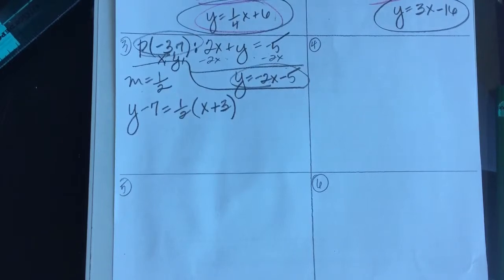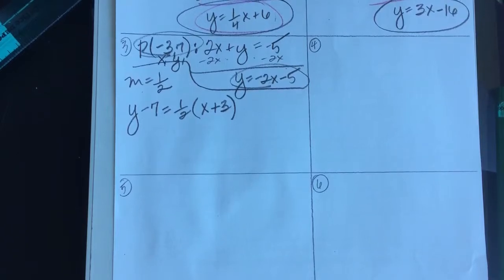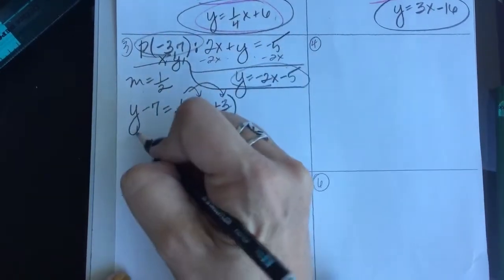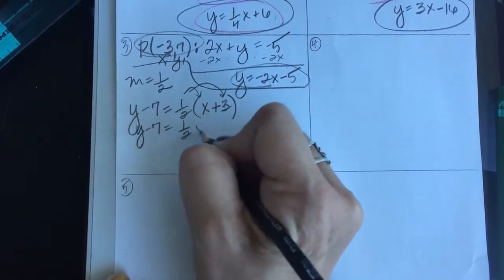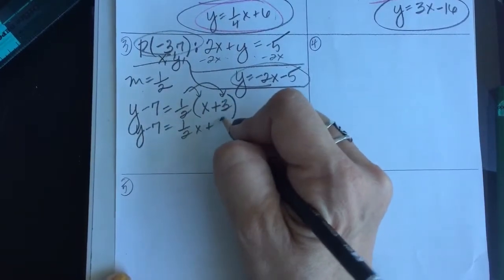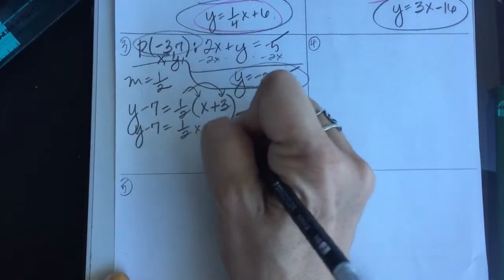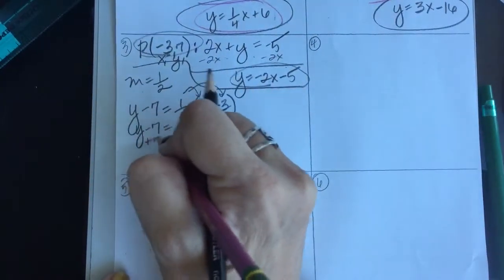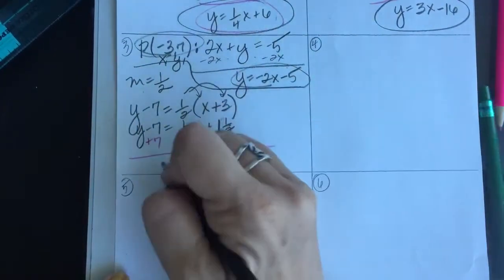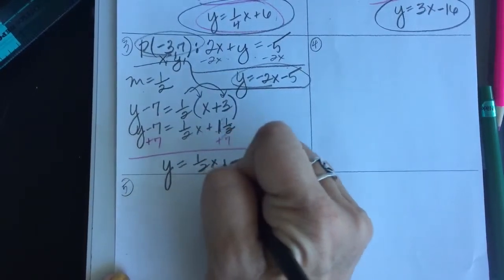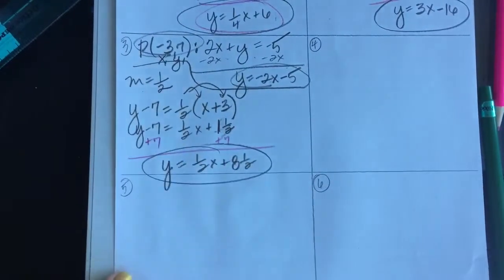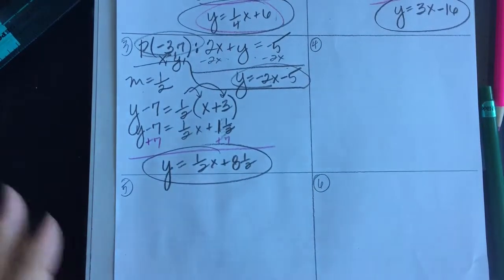Distribute your half through on the right-hand side. And then we will undo the minus 7. So a half of 3 is just going to give me 1.5, or we could write it as 3/2. Now let's write it as 1.5. And then I'm going to add 7 to both sides. So the final equation is going to be y = 1/2 x + 8.5. It would go through the y-axis at 8.5 and have a rise over run of 1/2.